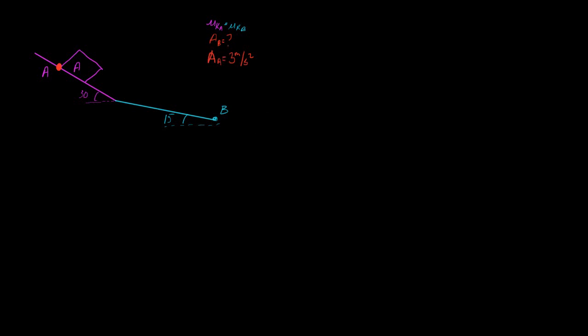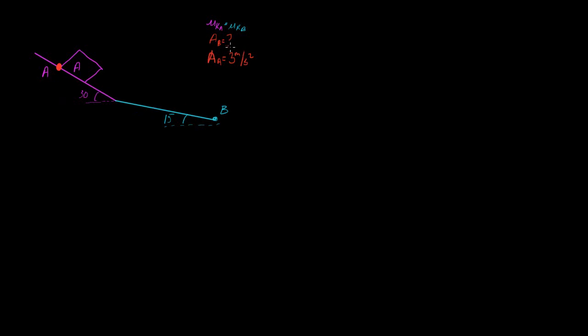Alright, this is another problem that involves Newton's law of motion. In this problem, we have this block that is coming down an incline. This incline is broken up into two sections. The first section has an angle of 30 degrees, and the second section has an angle of 15 degrees. And we are told that the coefficient of kinetic friction at this first part of the incline is the same as the coefficient of kinetic friction at this second part of the incline.